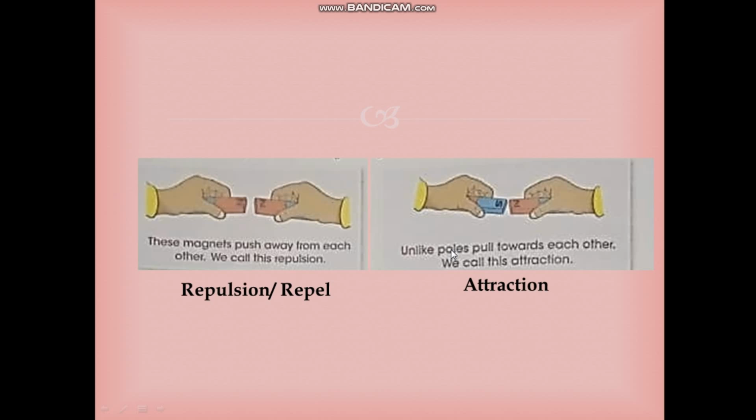If there are two magnets, if you put the North Pole near the North Pole or the South Pole near the South Pole, the magnets will push away from each other. We call it repulsion or repel. But if you put a South Pole to meet a North Pole, or a North Pole to meet a South Pole, the poles will pull towards each other. They will stick between the South Pole and the North Pole. We call this attraction.